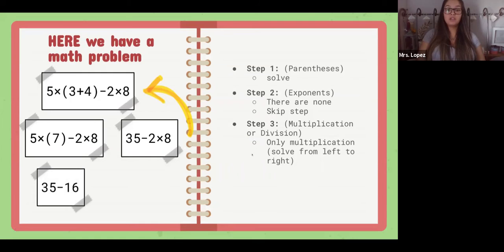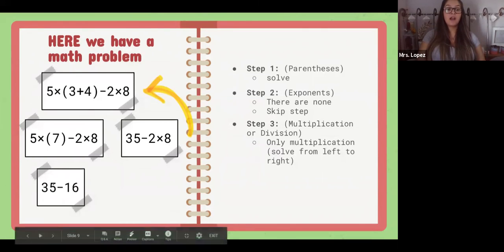Each step that you guys are doing, you should also be rewriting the problem down so you know what step you're on and so you don't get lost. So right here, I rewrote the problem because we changed 3 plus 4 to 7. And then I rewrote the problem here because we did 5 times 7, that's 35. So we have 35 minus 2 times 8.